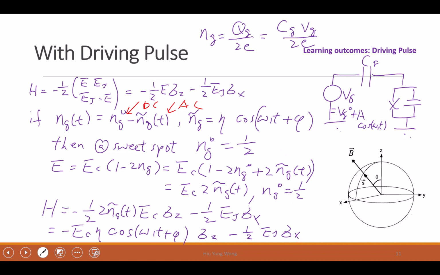So these are all math. A little bit confusing, but not that important. You don't have to memorize, and I don't expect you to be able to derive, but I expect you to be able to follow. The main point is that we have a DC component and an AC component for this NG, because we have a DC component and AC component for the gate voltage, VG. We also use the sweet spot to help us simplify. Because of this, we come up with this expression. Again, I have the sigma Z, but with a cosine, and I have sigma X with a constant. That is the new Hamiltonian.